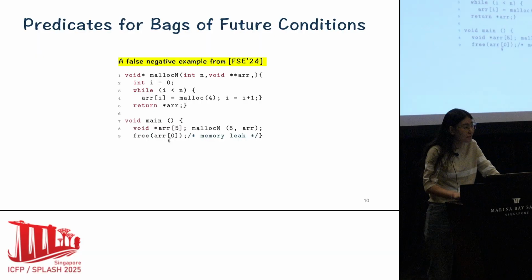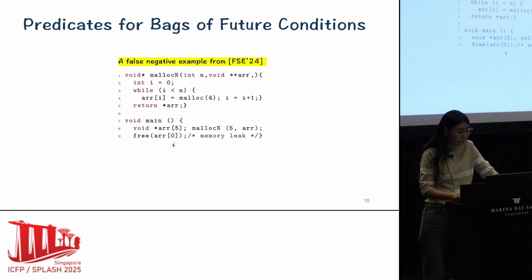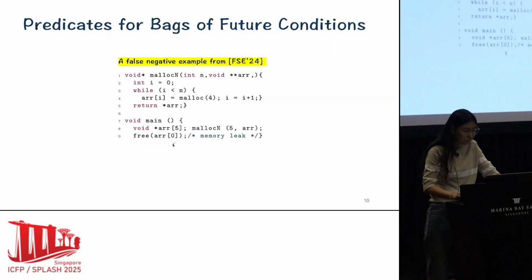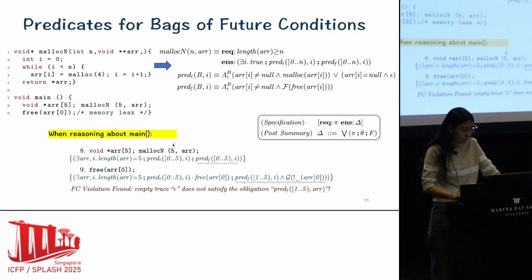However, this will not be detected by the earlier work because it unrolls the loop exactly once. So if you unroll it, the analyzer sees that there's only one piece of memory being allocated, and indeed it's freed by the end. So there is no memory leak. However, we would like to capture such bugs, to remove the false negatives.